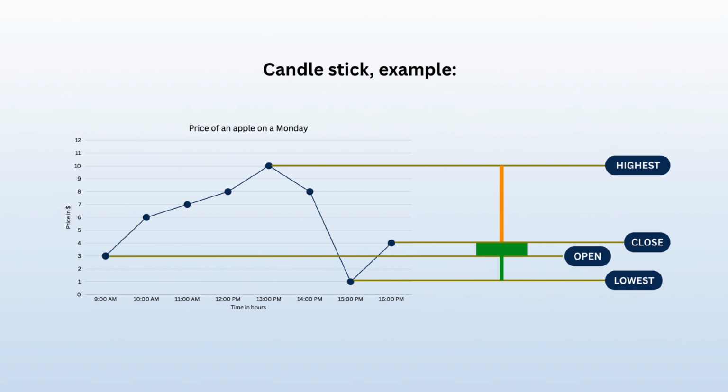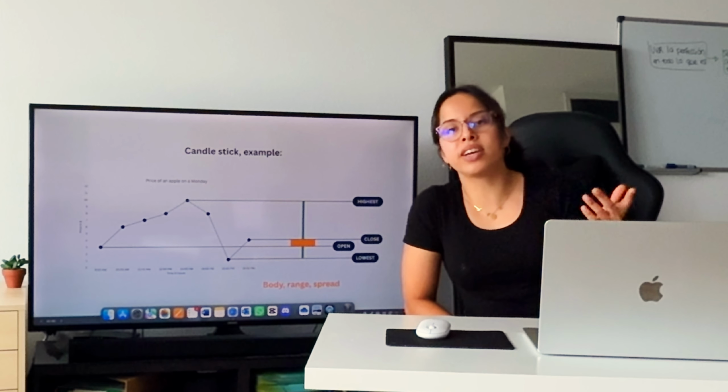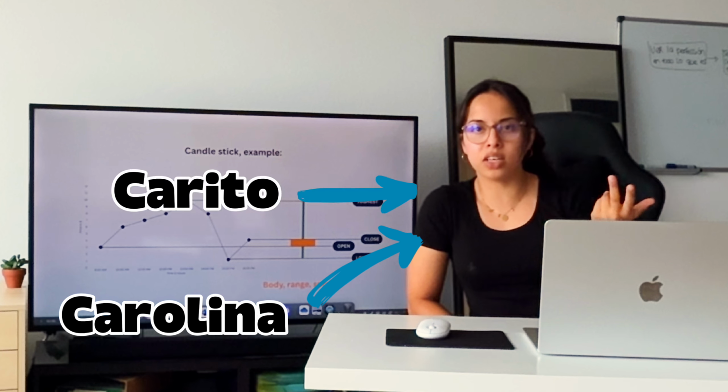The vertical line that goes on top of the rectangle is something that we call the upper wick, which means that the reverse is true. The vertical line that goes below the rectangle is not the upper wick, but the lower wick. And the rectangle that is filled in also has a special name. Actually, 3 different names. You have the body, the range, or the spread. It's like different nicknames, like you can call me Carolina, Carito, or Caro.